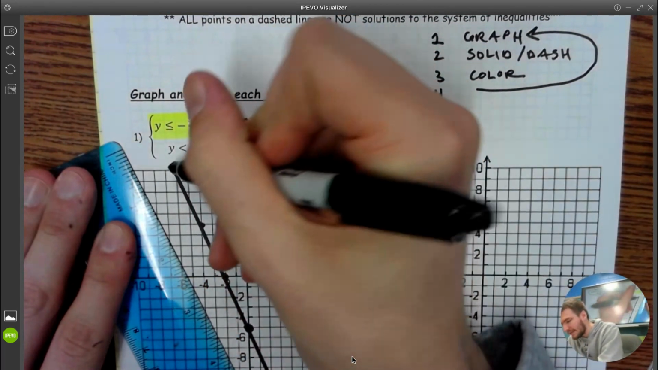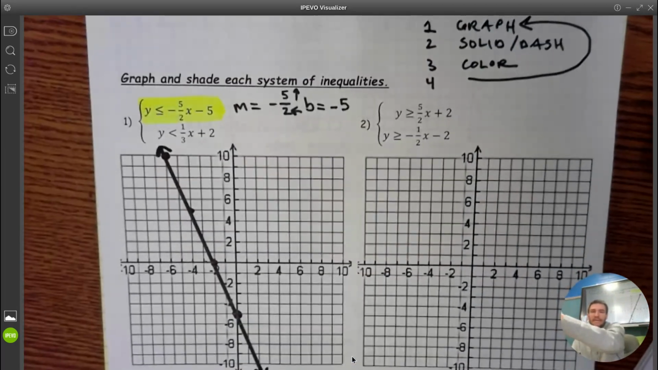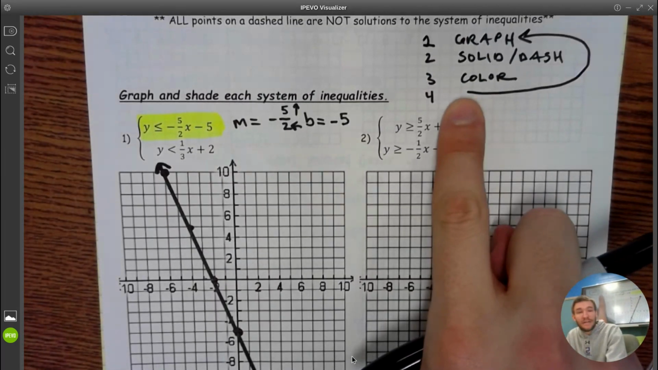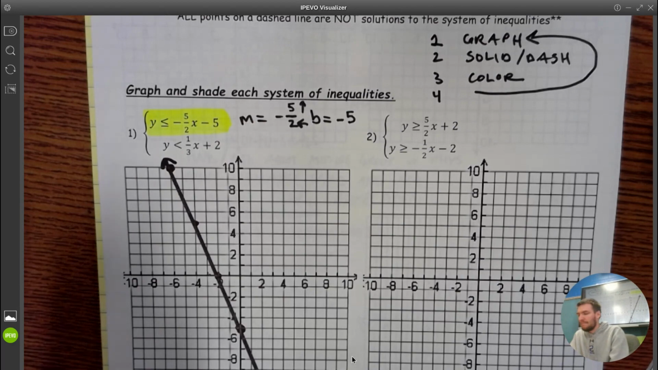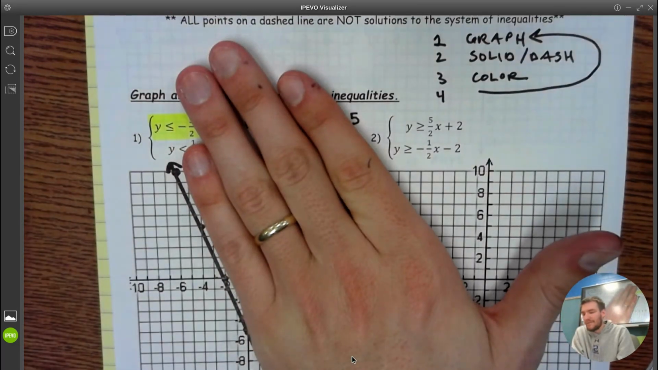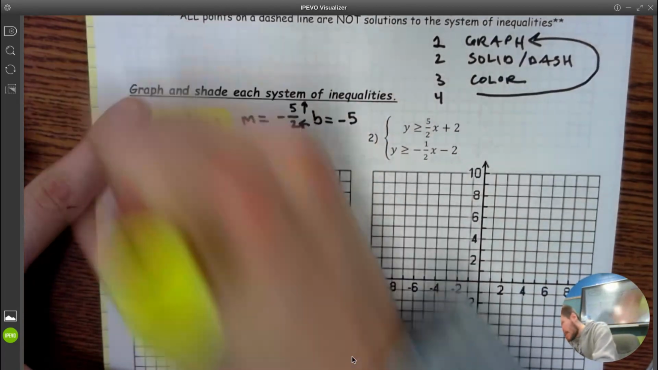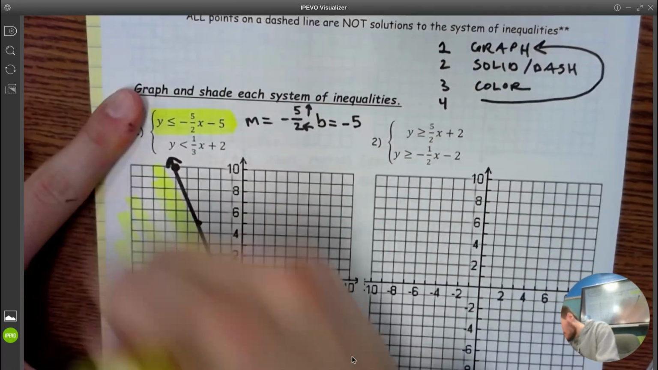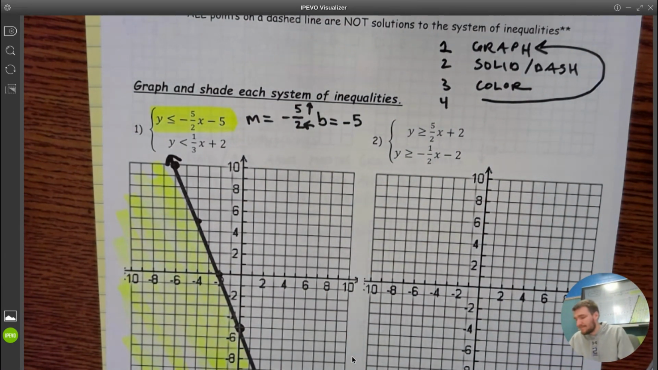I do want you to be a little careful, though. Don't be graphing too fast where you forget about that step. And the last step here is to color it. So we need to color this equation. Are we going to color it below the line or above the line? Below. This is a below question. Nice job, Josh. All right, halfway done. Just got one more.